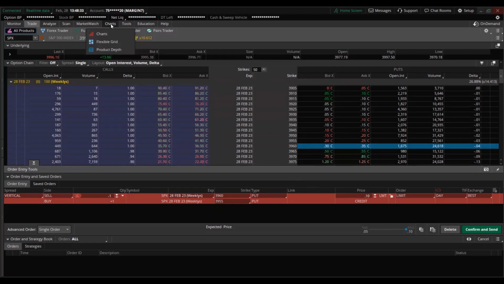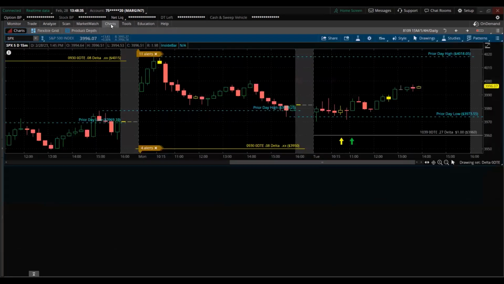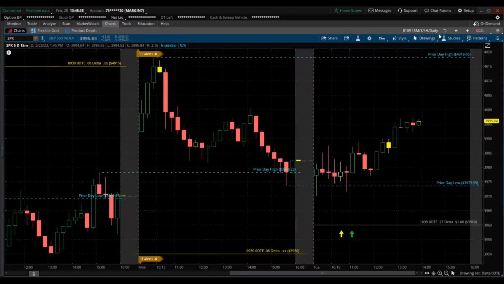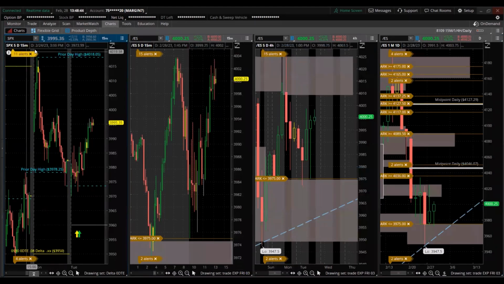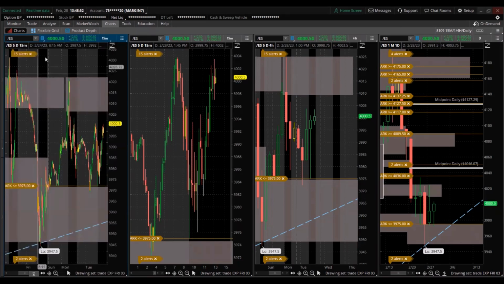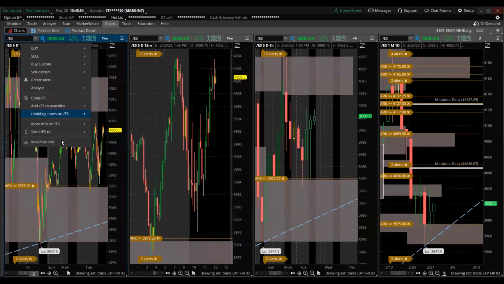Let's go back to the chart. So that was the SPX trade. Let's go look at the scalps I did now. Scalps are on the ES. Let's Q in the ES again. This is the S&P 500 futures.